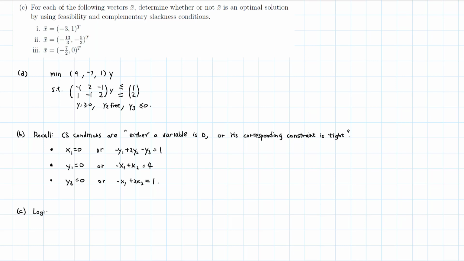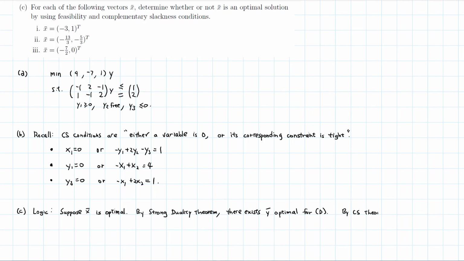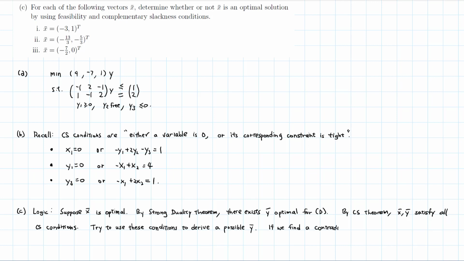Here is the logic that we will be using to determine if it is optimal or not. We first suppose that x bar is optimal. Then, by the strong duality theorem, there must exist a y bar that is optimal for D. Then, by CS theorem, x bar and y bar must satisfy all CS conditions. We try to use these conditions to derive a possible y bar. If we find a contradiction, then no such y bar can be found. Therefore, x bar cannot be optimal.